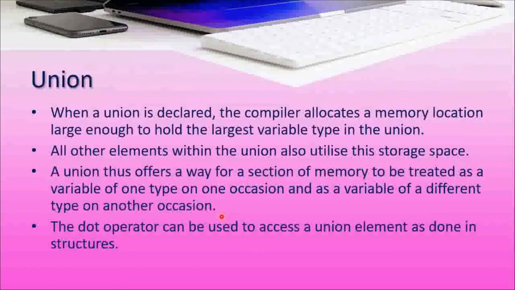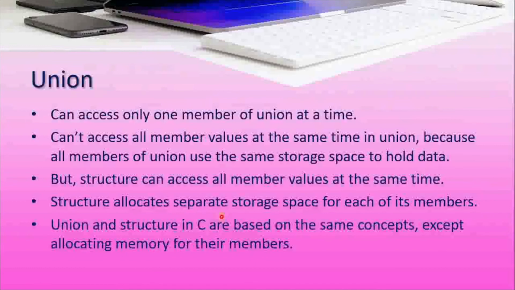The dot operator, as in the structure type, can be used to access a union element. As in a structure, where we use the dot operator to access the different members, the same dot operator can be used to access the variables within a union. In a union, only one member can be accessed at a time.